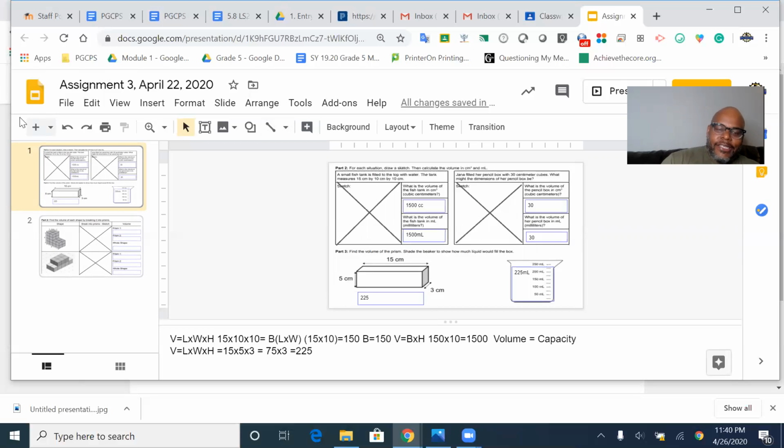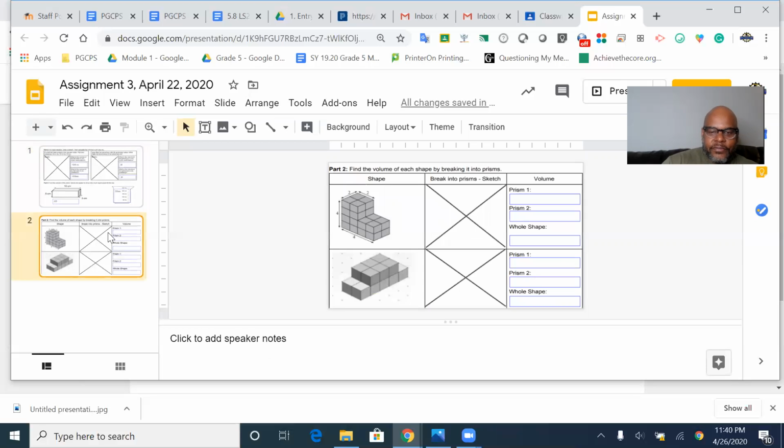All right, let's go to the second sheet. Second sheet says, let's break them into pieces. So, man, this is kind of interesting.